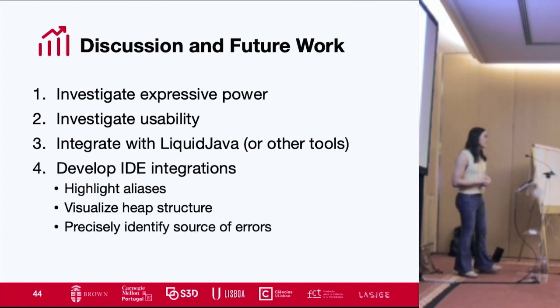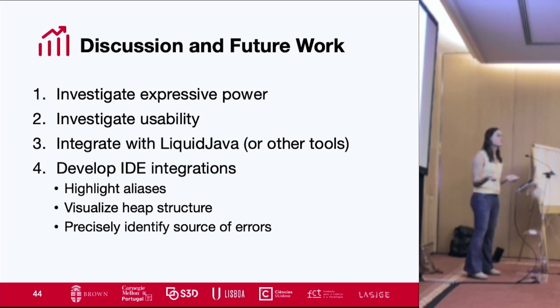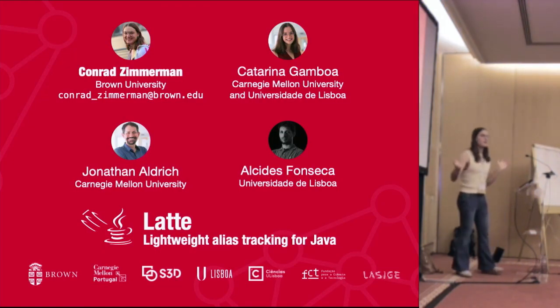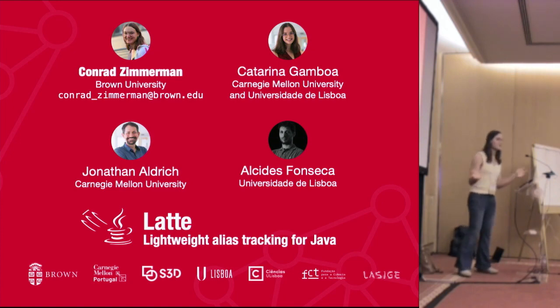And developing IDE integrations. This is, I think, some interesting stuff here that is possible because we have this very precise alias tracking. We can highlight aliases, would be one example. We can do diagrams of the heap structure. We could precisely identify the source of some other errors that occur during verification, etc. So yeah, that is Latte. I'm Conrad again, and yes.